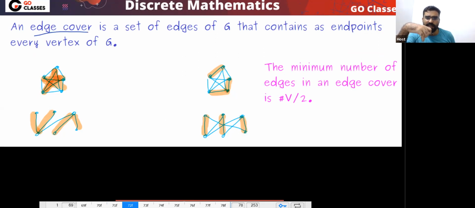So we have seen edge cover and vertex cover. The minimum number of edges in an edge cover is basically V by 2. This is the minimum number of edges in an edge cover.